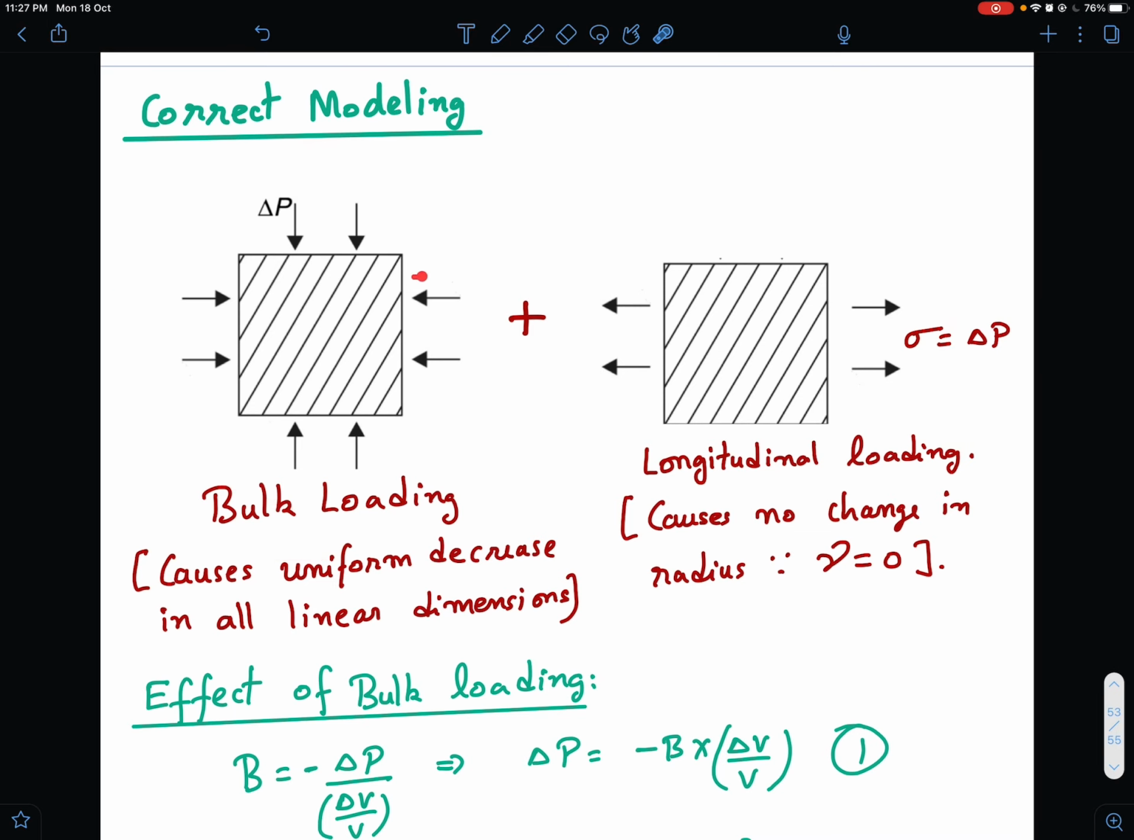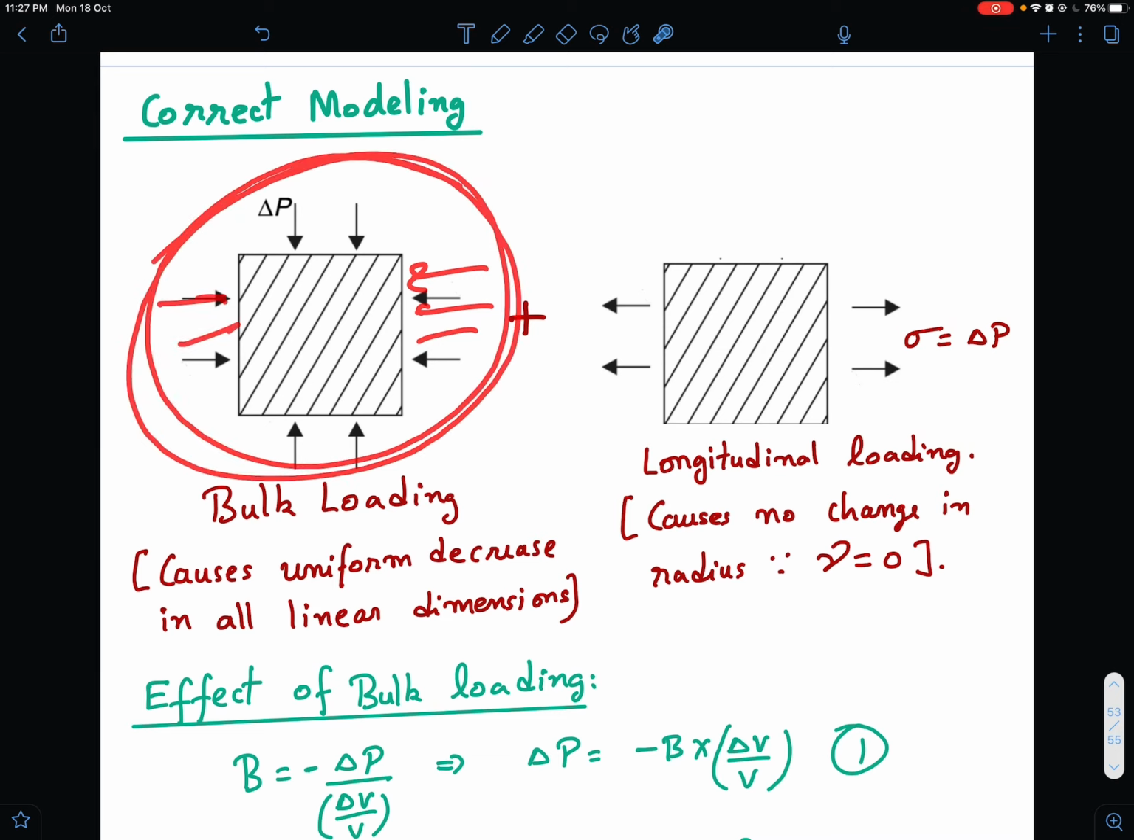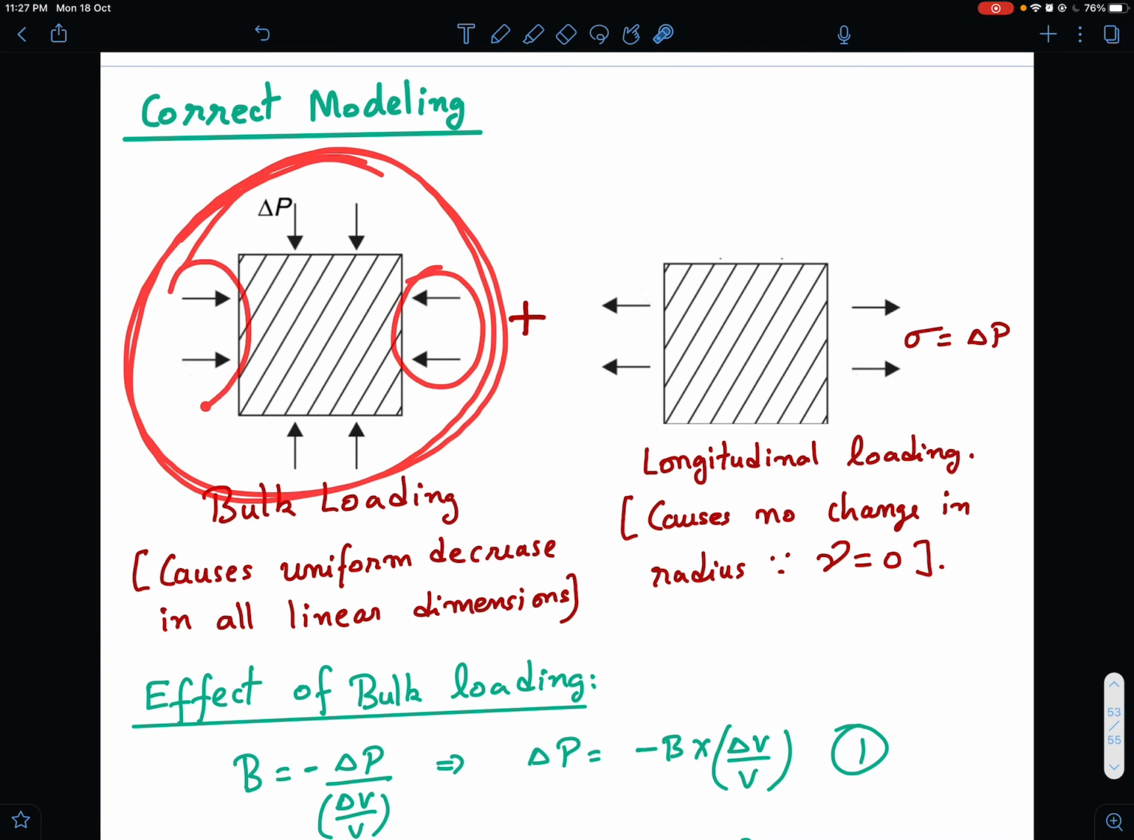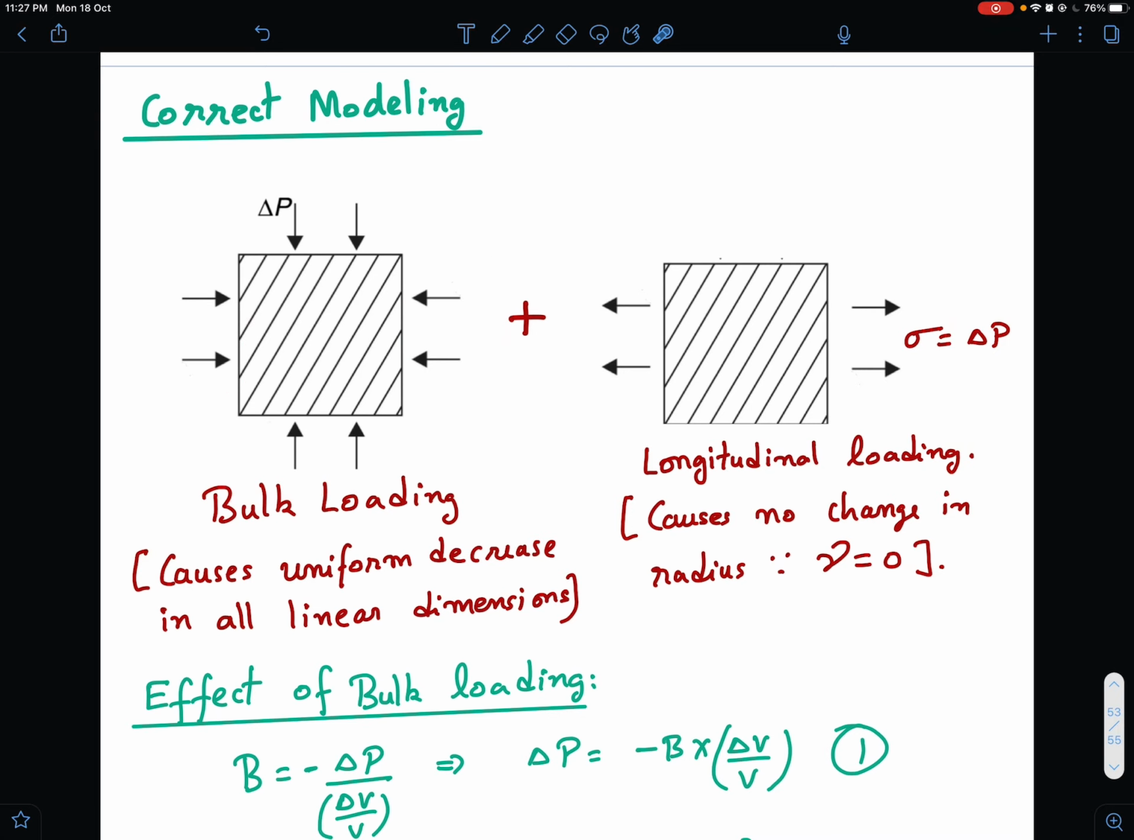So what is the superposition? A bulk load of delta P acting from all the sides, including this flat surface and this flat surface. So I have applied delta P on all the sides so that I can convert it into a standard problem. But when I put delta P on all the sides, I have put an extra pressure over here, and I need to compensate it by applying a tensile force in this direction, which is equal to delta P. So it becomes a superposition of a bulk loading and a longitudinal loading, and I know how to handle both of them individually, right? And then of course we can use the superposition principle.